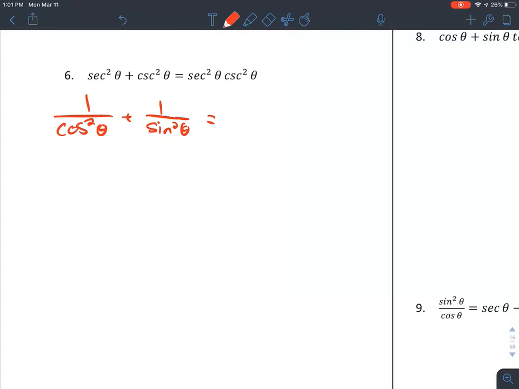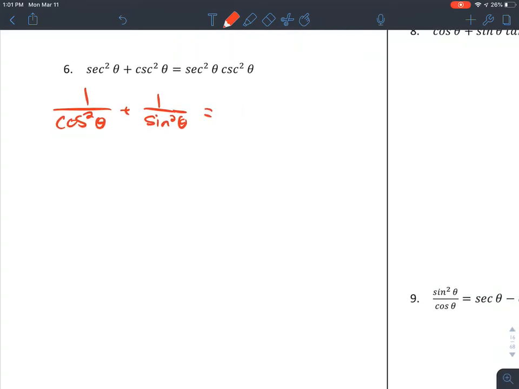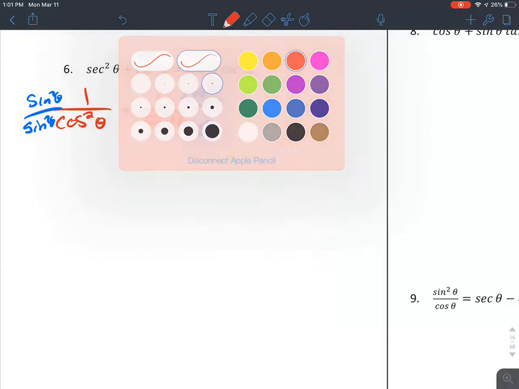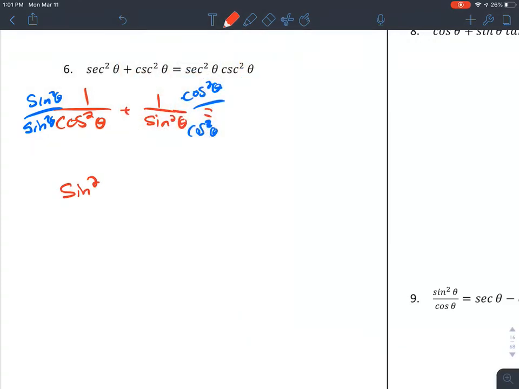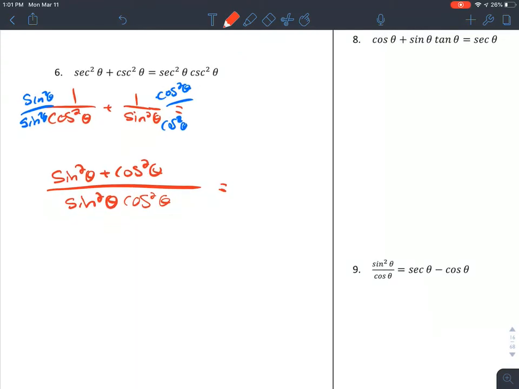To add those together, I'm going to have to get common denominators. So I'm going to multiply this by 1 in the form of sine squared over sine squared of theta. I'm going to multiply this by cosine squared of theta over cosine squared of theta. That's going to give me this fraction that is sine squared of theta plus cosine squared of theta, it looks familiar, over sine squared of theta cosine squared of theta. Sine squared plus cosine squared is 1.